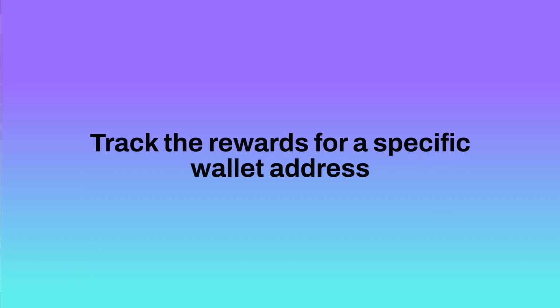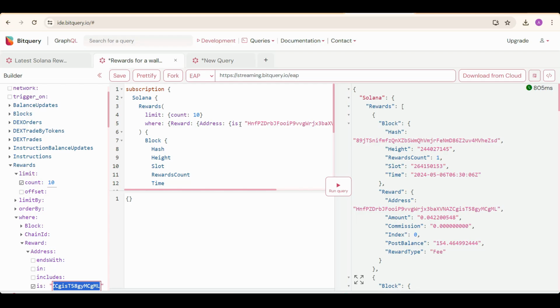Moving on to the second query, we are getting rewards for a particular Solana address. We have put a where condition here, and under that we have specified a reward address as this HNFP address. And this will only give us rewards for this particular address. You can run the query and check the reward address.